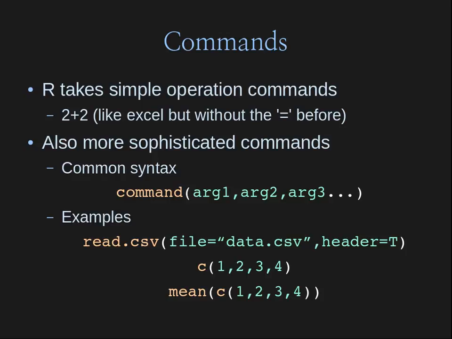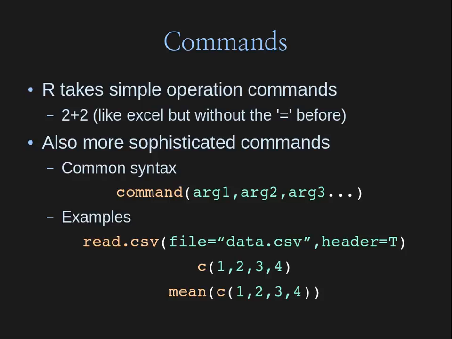Some examples of this, you don't need to know exactly at this moment what this means, but for instance, one command is read.csv. This reads in CSV files. We give it the first argument, file equals data.csv, comma, header equals T, which means it has headers. The c command actually means to combine these into one thing. We'll talk more about what that means in just a moment. But I can have c and then parentheses 1, 2, 3, 4. Those are my different arguments. Or then I can do the mean of 1, 2, 3, 4.